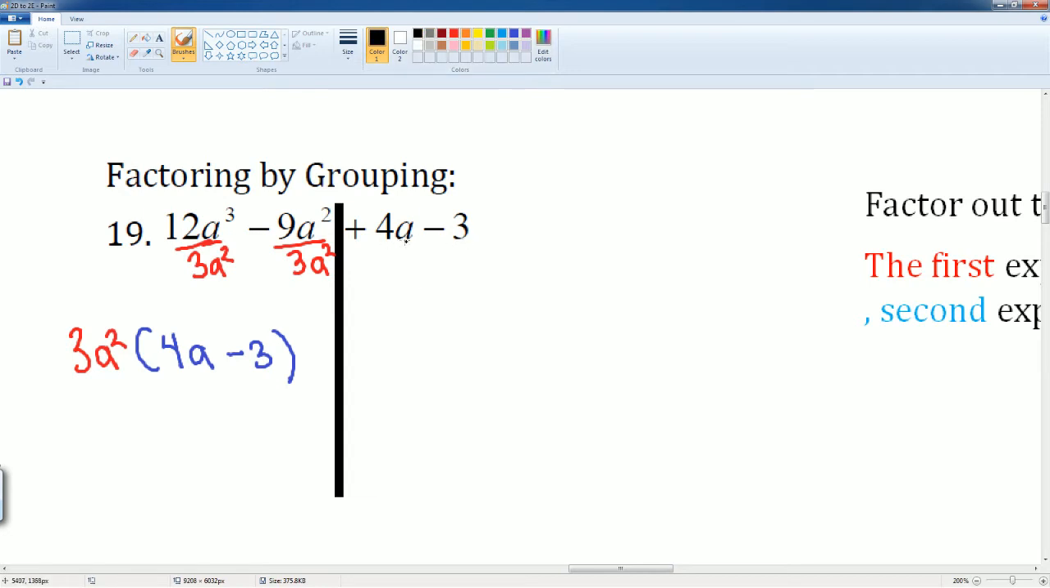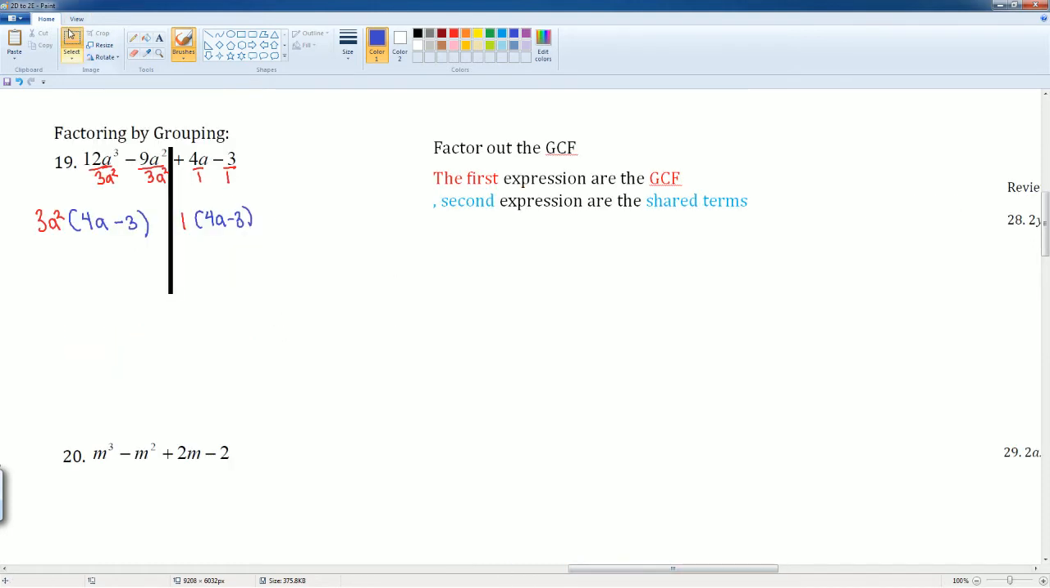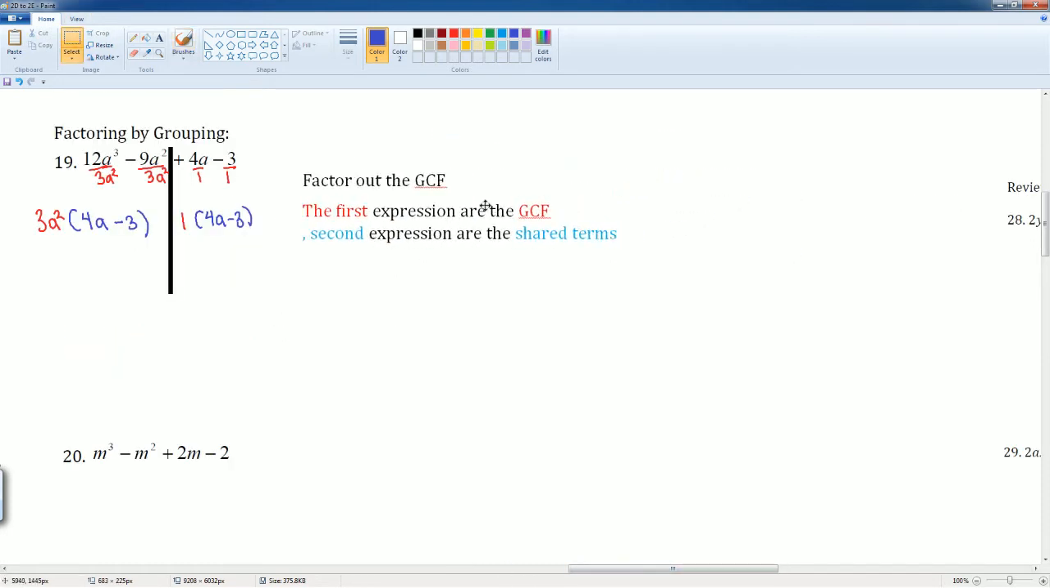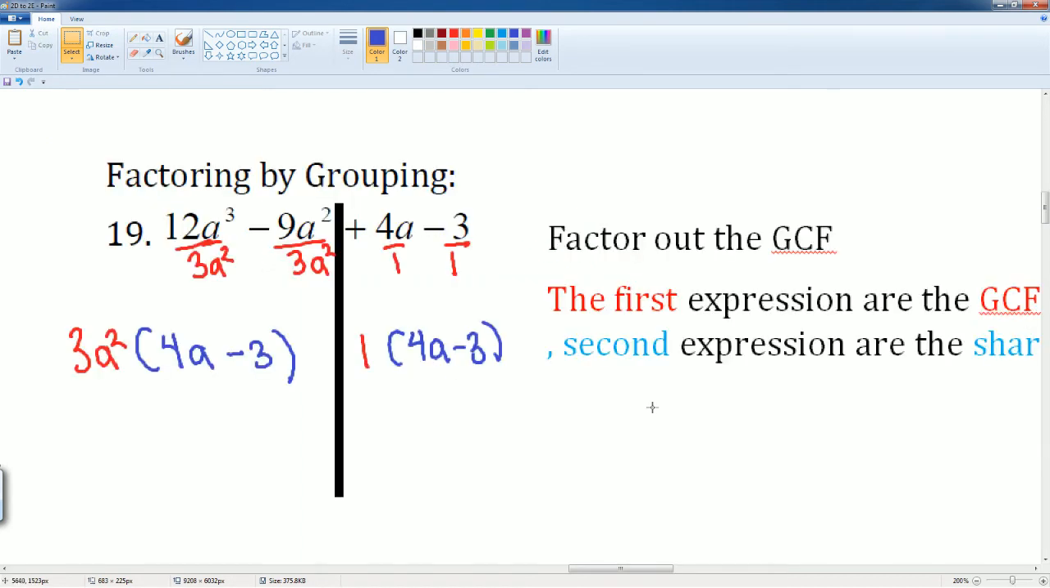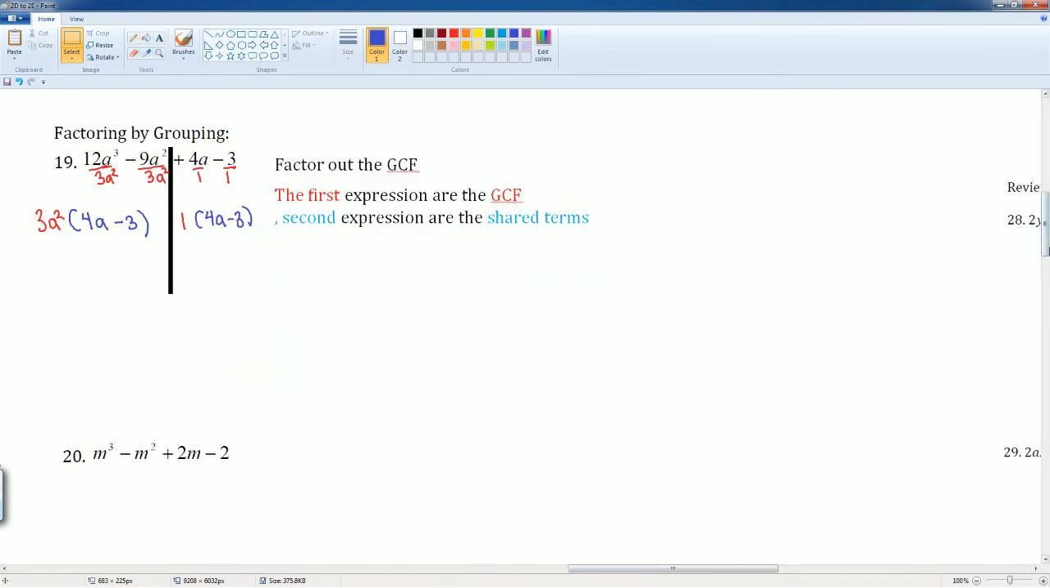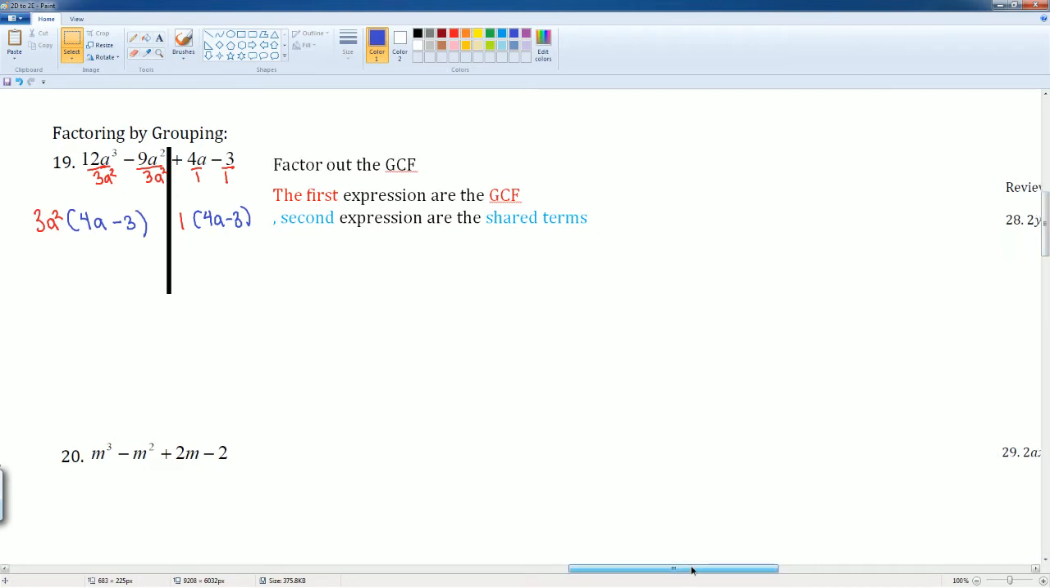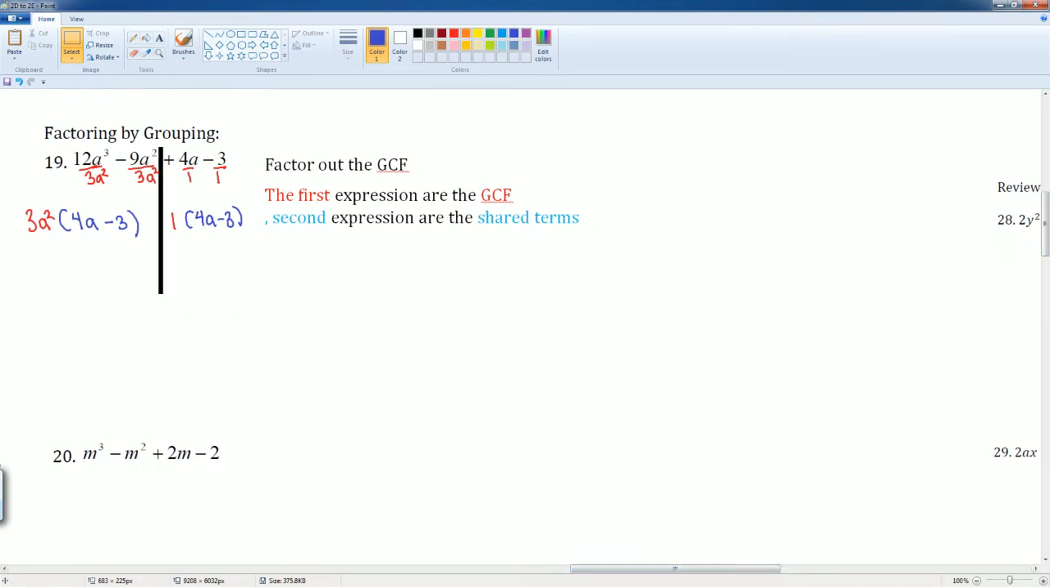What about the last one? Well, they don't have anything in common except the number 1. 1 is still a factor, so I can just divide it by 1. So we pull out 1. This leaves you with 4a minus 3. Notice, like I said here, that the blue is going to be the shared term. That's very important for you to understand. Make sure they have a shared term.